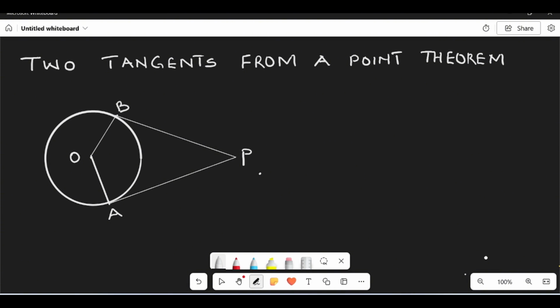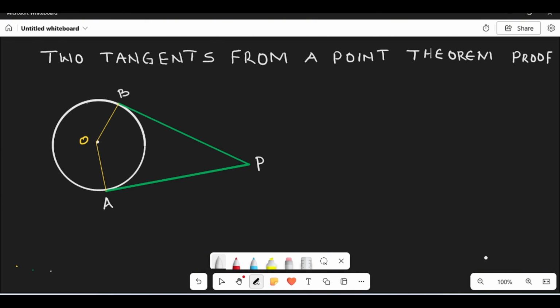The theorem says the lengths of two tangents drawn from an external point to a circle are equal. Let us use this diagram to explain the theorem. PA is our tangent, PB also is our tangent. The theorem says the length of PA is equal to the length of PB.